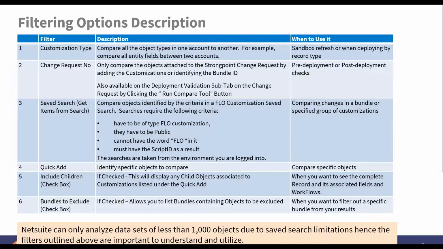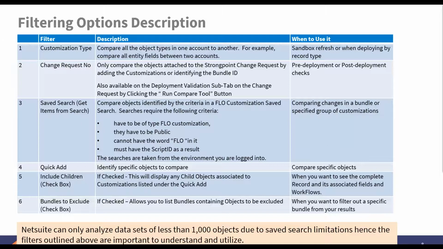The first one is the customization type. So you can use the customization type when you want to do a comparison by object. So for example, if you want to compare all body fields, all client scripts, all user event scripts, all workflows, you can select that customization type, and the system will search for all the customizations of that type in your source and compare it to all the customizations of that type in your target account.